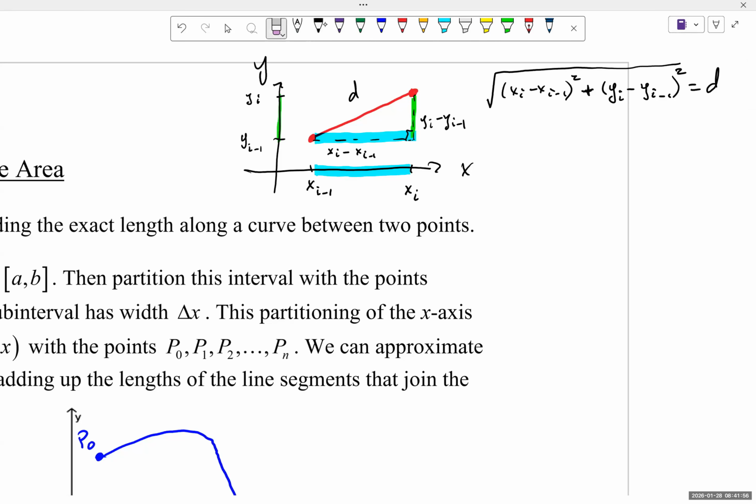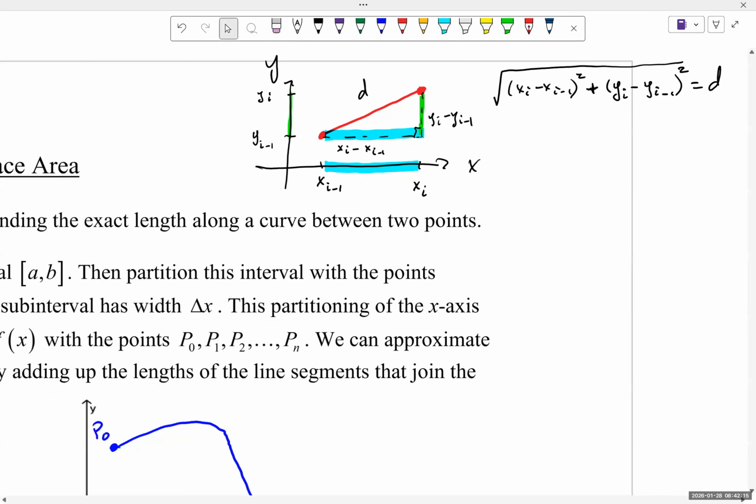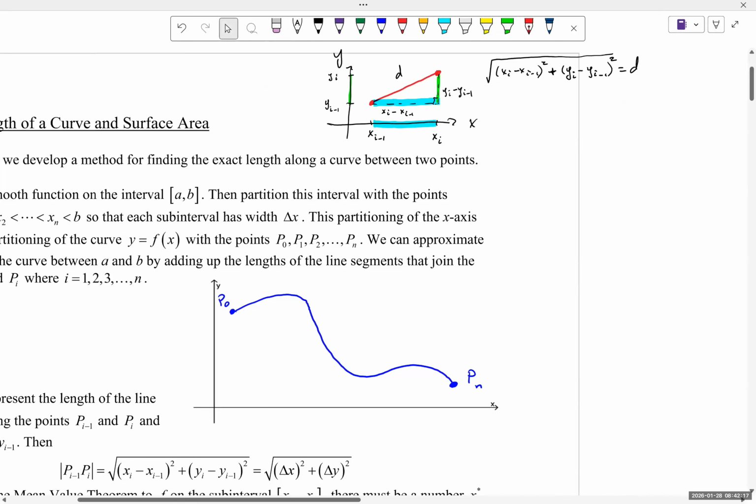Is that not the distance formula? Okay. So there's our distance formula. So we know how to find the distance between 2 points along a line segment. Yes? Okay. So how does that help us here?